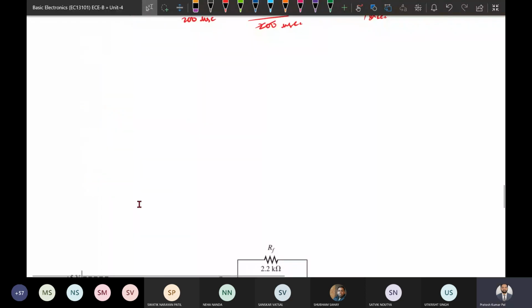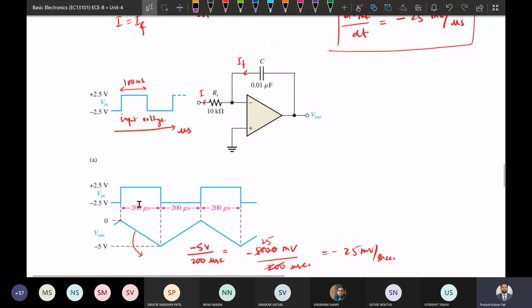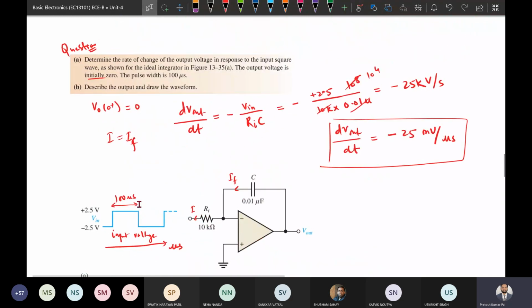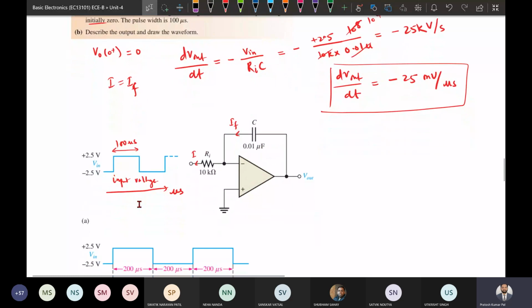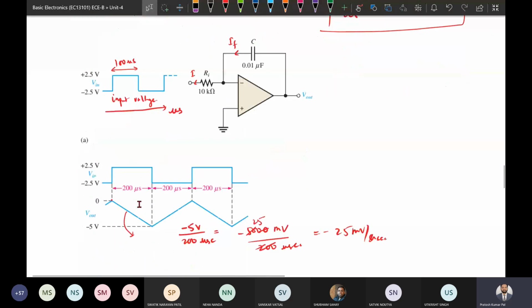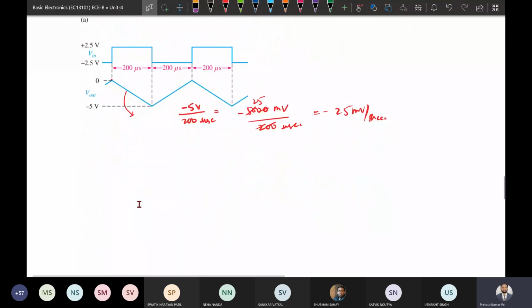The next part in that question is to describe the output and draw the waveform. So we need to find the output magnitude. The first part was to find out this, and we have found it in the previous part. So now we need to draw the output waveform, and to draw it, we need to find out the magnitude also.